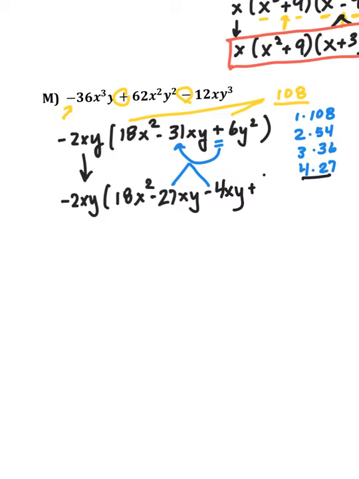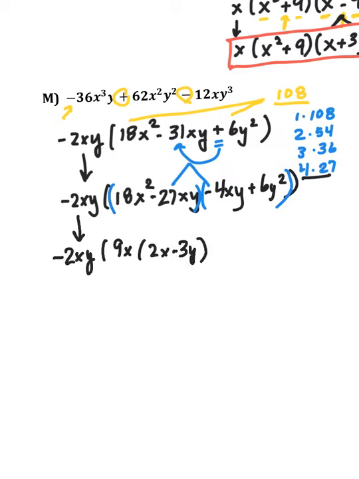And bring down that last term, 6y squared. Again, stay organized in your work. That negative 2xy will come down. And I will do factoring by grouping. So let's see, 18x squared minus 27xy. It looks like a GCF there would be 9x. And what's left in parentheses would be 2x minus 3y.